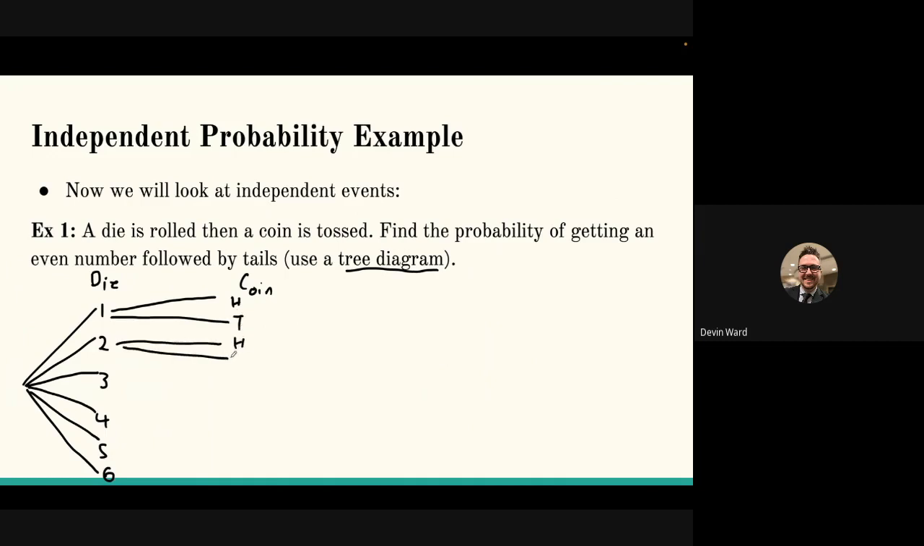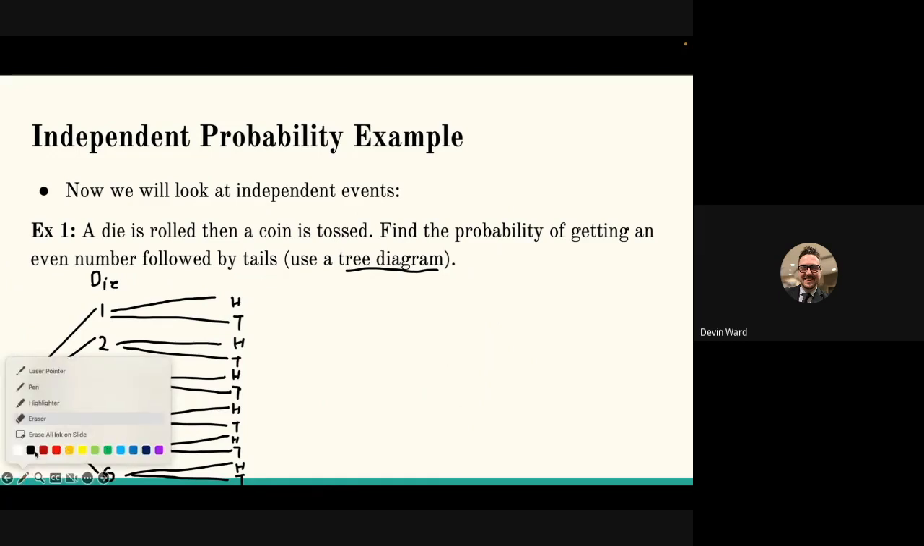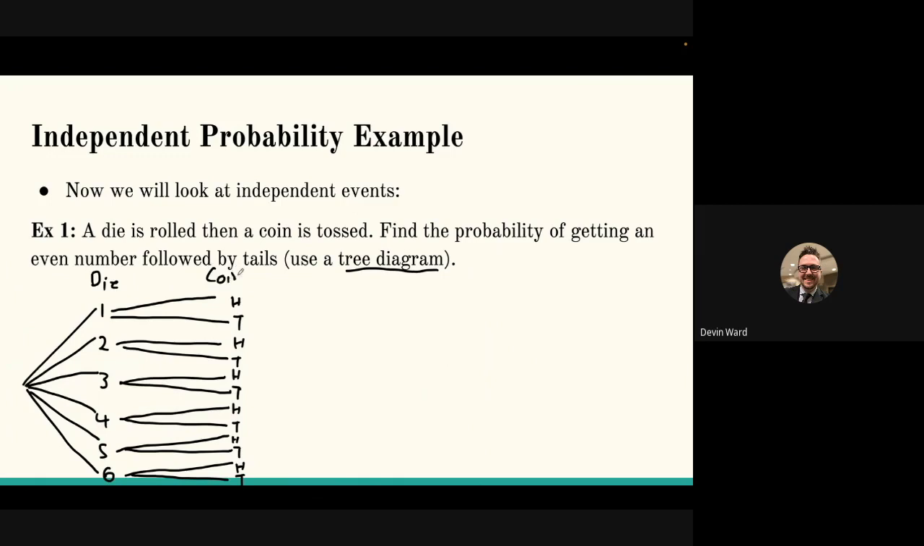We can roll a 2, get heads. We can roll a 2, get tails. We can roll a 3, get heads. We can roll a 3, get tails. We can roll 4, get heads. Roll 4, get tails. We can roll 5, get heads. Roll 5, get tails. We can roll 6, get heads. We can roll 6 and get tails. Okay, so here's my tree diagram. It's a little off here. I'll fix where the coin is written. So these are our outcomes when we roll the die, and then these are the outcomes when we toss our coin.